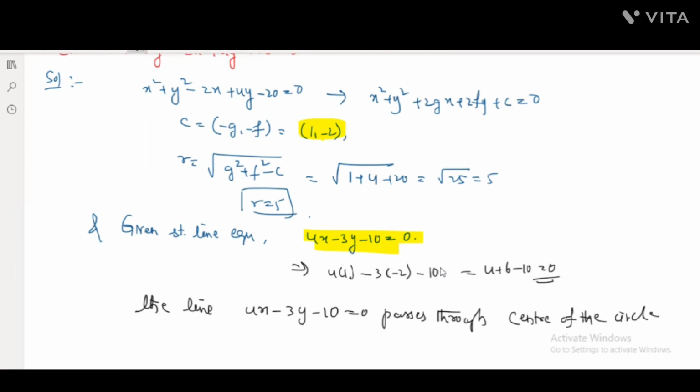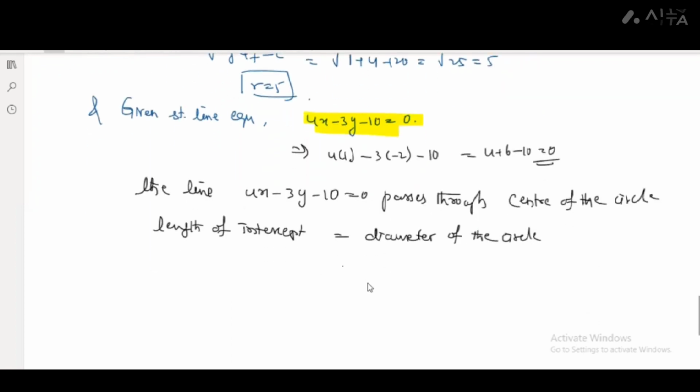So that means the length of intercept becomes nothing but the diameter of the circle. That is nothing but 2 times the radius. So 2 into what is the radius of the circle? We got 5. So 10. Therefore, the length of the intercept is equal to 10. So this is the first problem.